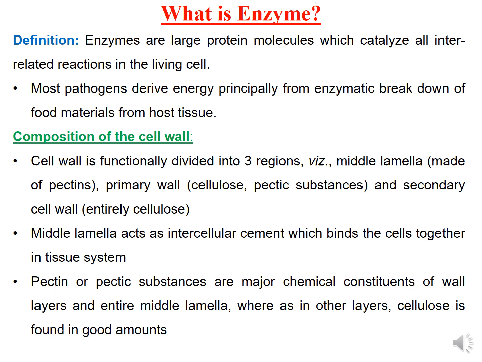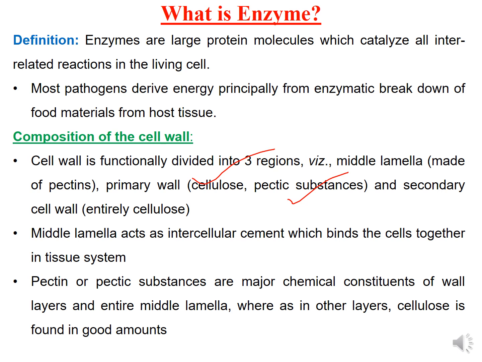The cell wall is functionally divided into three regions. Already we know about it: the middle lamella, which is majorly made up of pectin substances; the primary cell wall, which is made up of cellulose and pectic substances; and the secondary cell wall, which is entirely cellulose. The middle lamella acts as an intercellular cement which binds all the cells together in a tissue system.